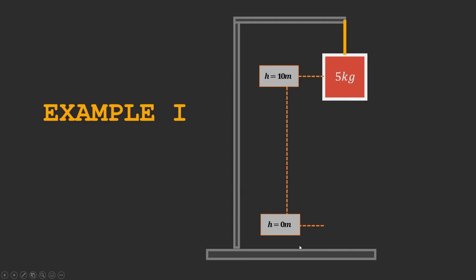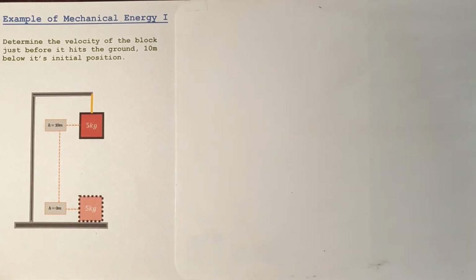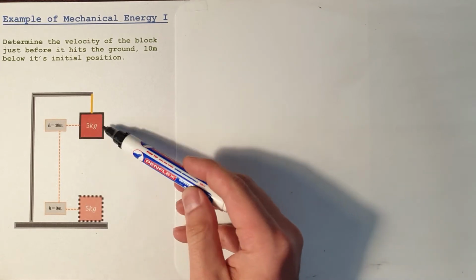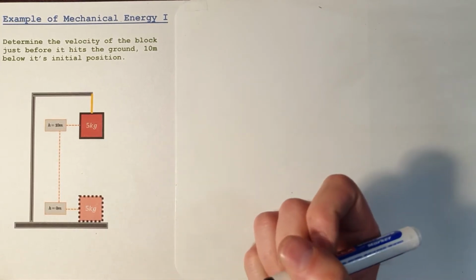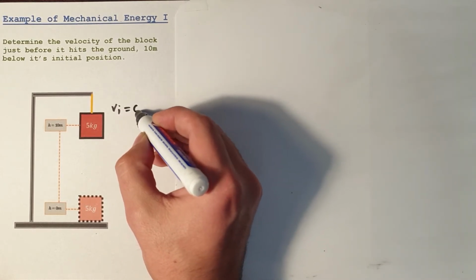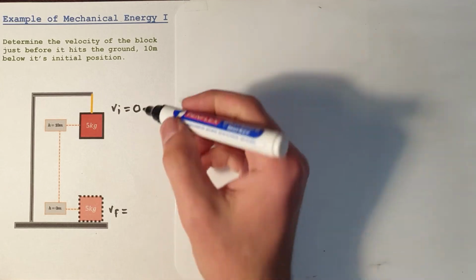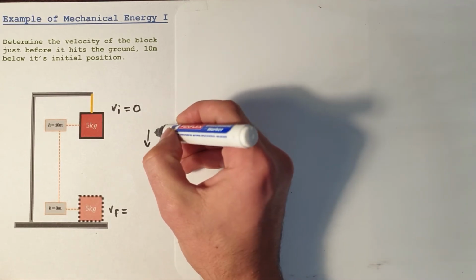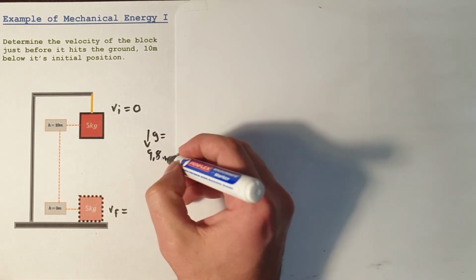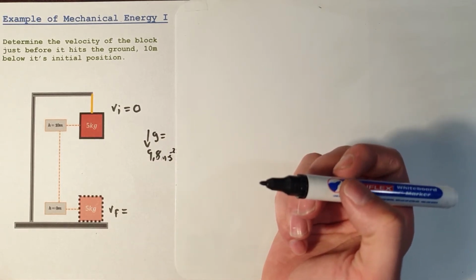All right, example 1. We're going to look at a block falling. Right, our first example for mechanical energy. What we're going to do now is determine the velocity of the block just before it hits the ground 10 meters below its initial position. What we currently do know is that we have an initial velocity equal to 0, a final velocity, which we don't currently know at this point. We know that this thing is going to fall towards the ground at g, which is equal to 9.8 meters per second squared. And pretty much that's the information that we will need.